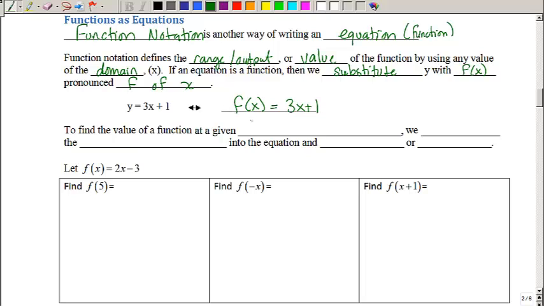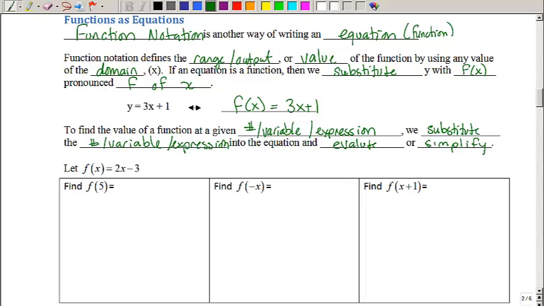The f of x is giving me the output, or the range, in terms of x, which is part of the domain. So to find a value of the function at a given number, or at a given variable, or even at a given expression, we substitute the given number, variable, or expression into the equation and evaluate, that is if it's a number, or simplify if it's a variable or expression.